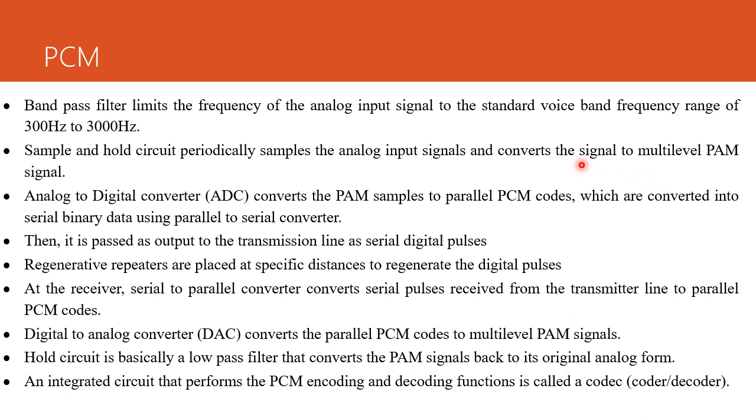So that PAM signal is converted to a digital signal with the help of an analog to digital converter, and finally we have to convert that parallel data to serial data with the help of a parallel to serial converter. Then it is passed as output to the transmission lines as a serial digital pulse. We can make use of either optical cables or metallic cable as the channel between the transmitter and the receiver.